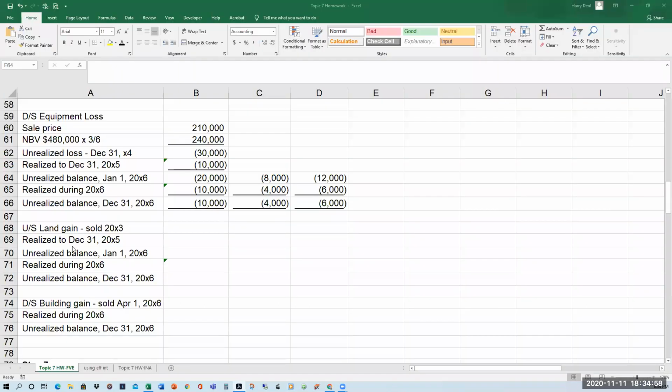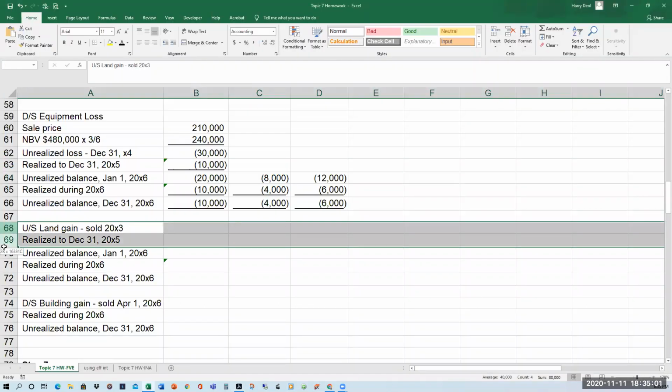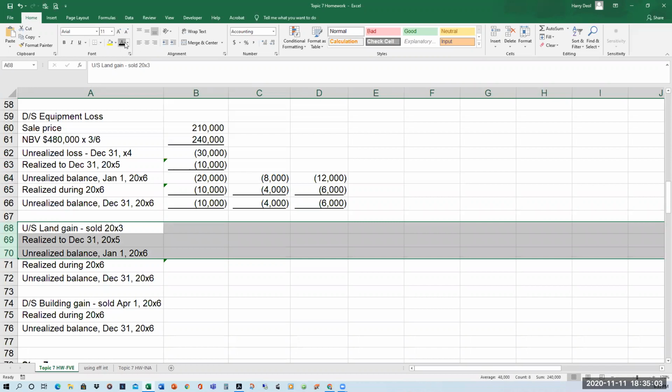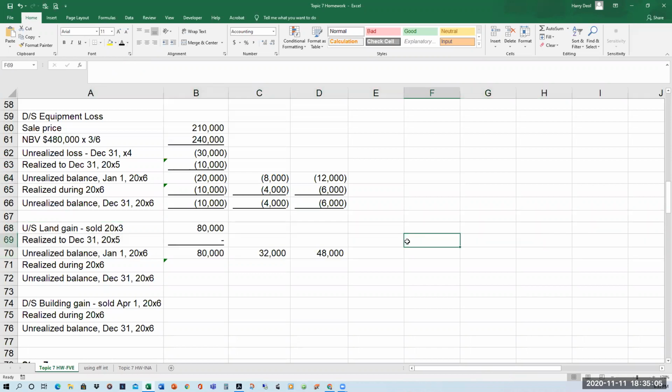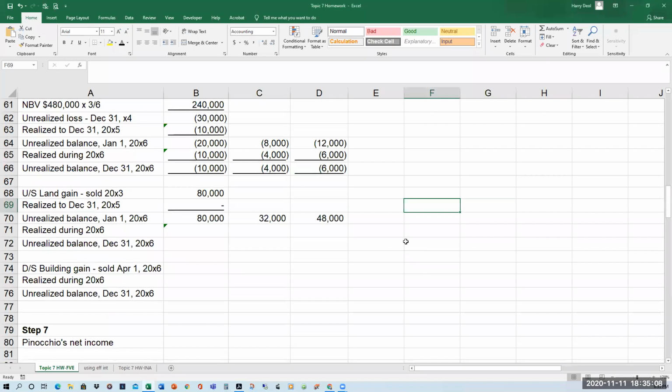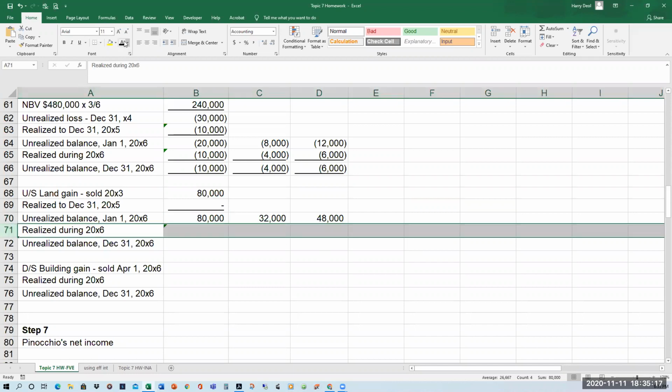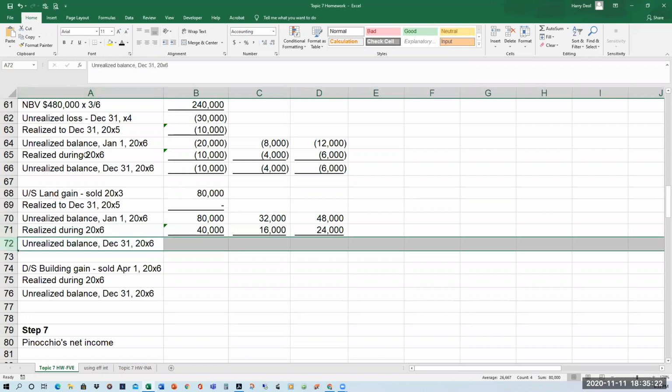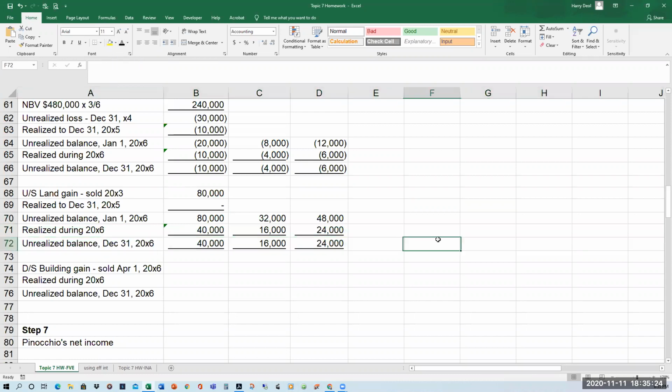So the intercompany sale occurred in 2003. From that date, no portion of the land gain had been realized till the beginning of the year 2006. During 2006, because half the land was sold to an outside party, half of the land gain got realized. So half of the 80,000 got realized, leaving us with an unrealized gain balance of $40,000 at the end of year 2006. And this was an upstream sale.